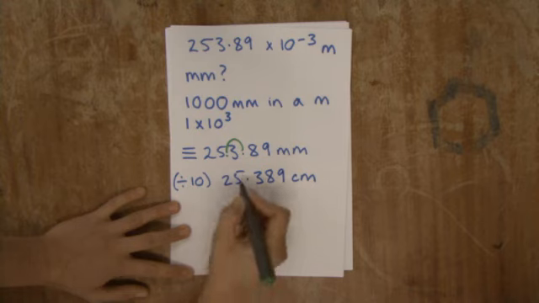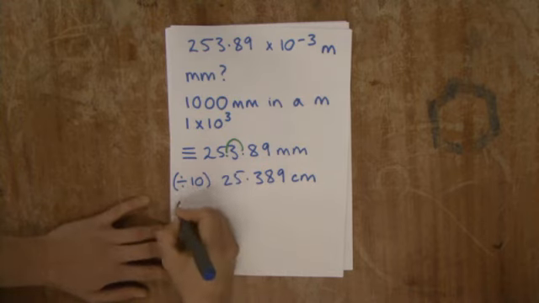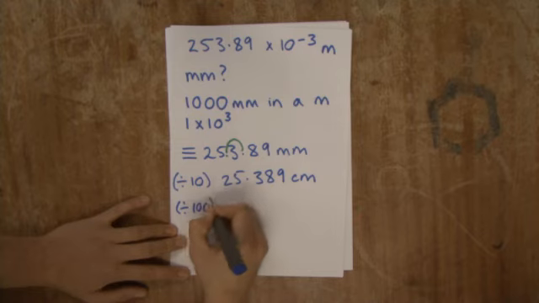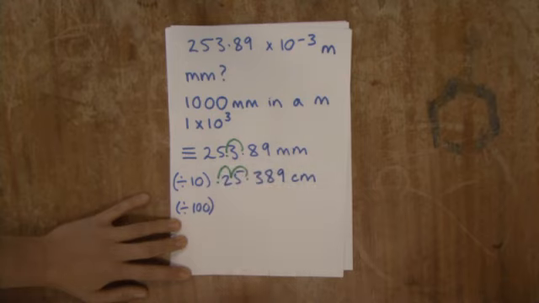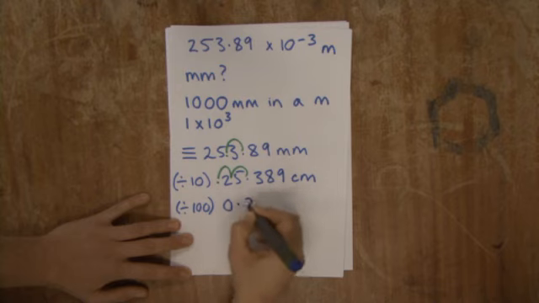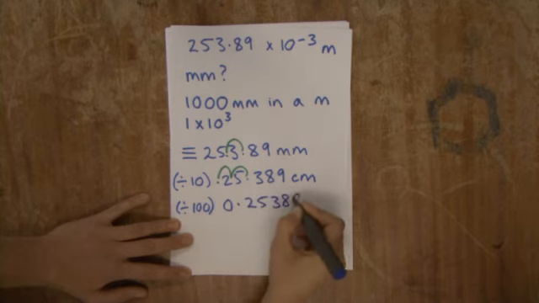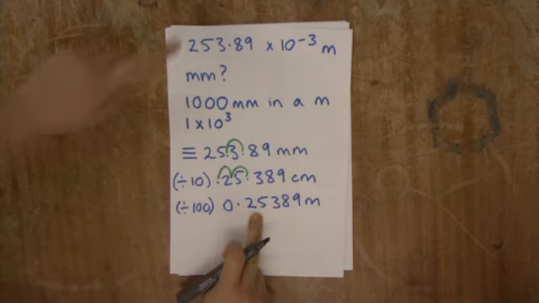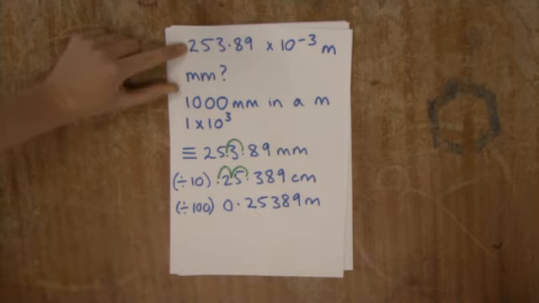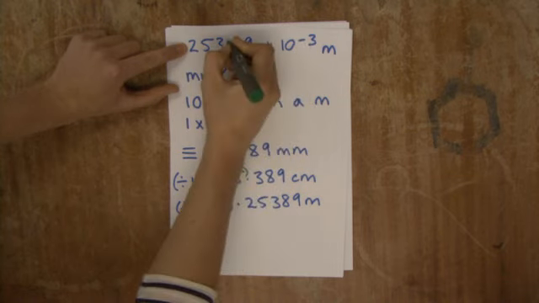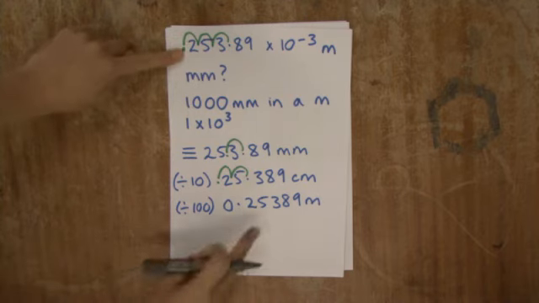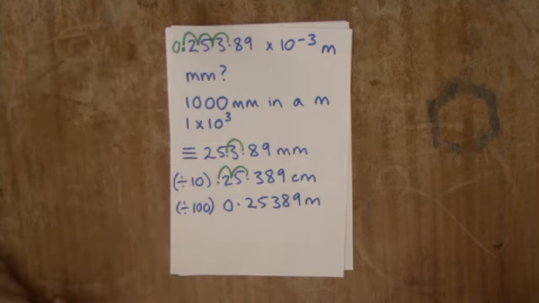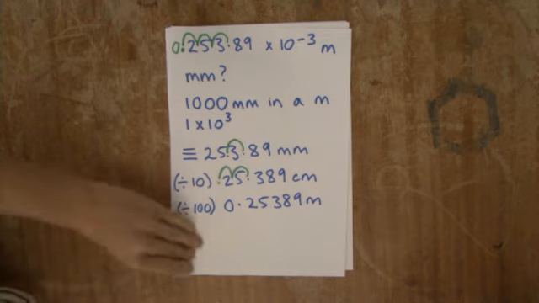How many metres is that? Divided by 100, because we know that there are 100 centimetres in a metre. 1, 2, new decimal point in there. So we know it's 0.25389 metres. Is that the same as that? Well, let's do a check. By working backwards from this minus 3, we go 1, 2, 3, new point in there. Yes, that is the same as that answer there. So that's working in powers.